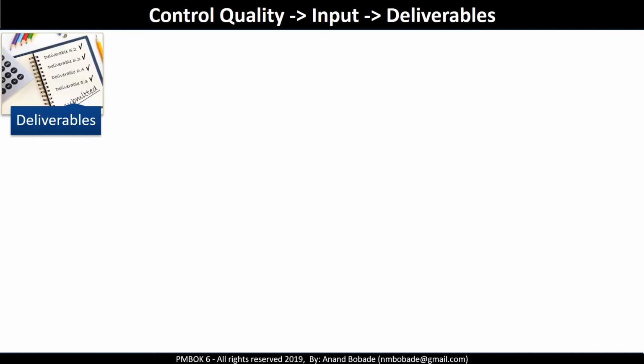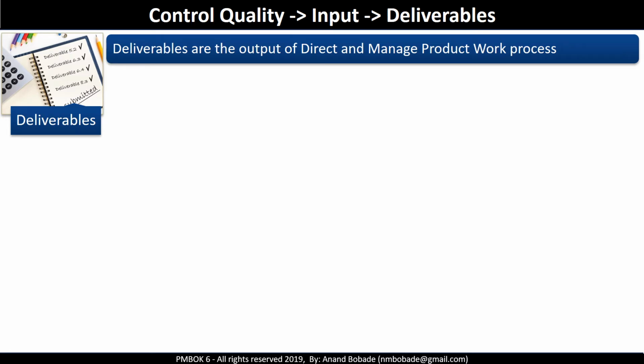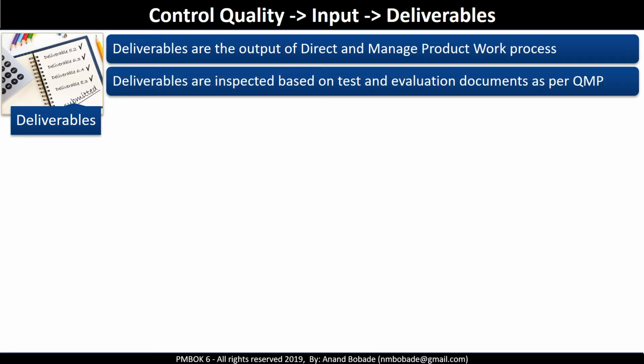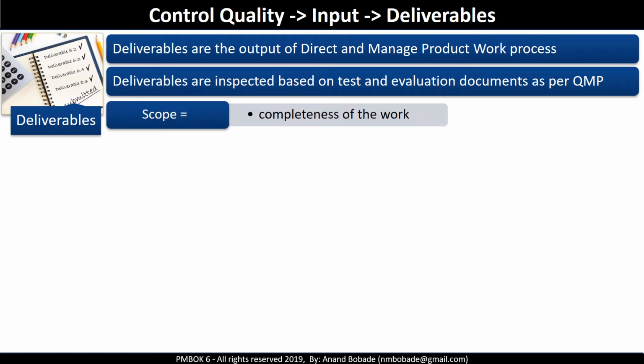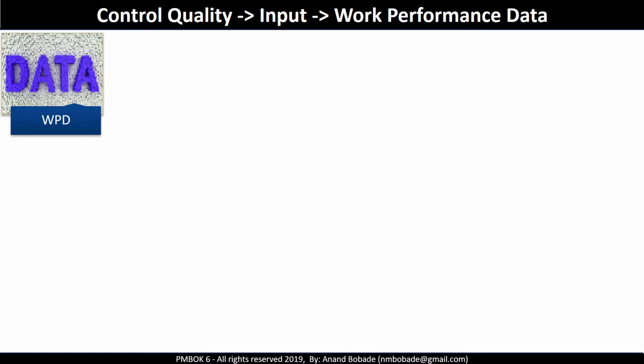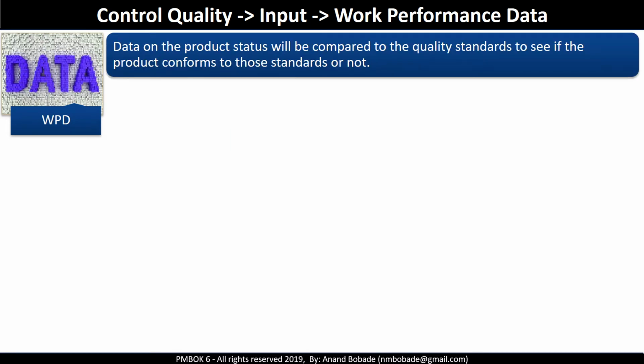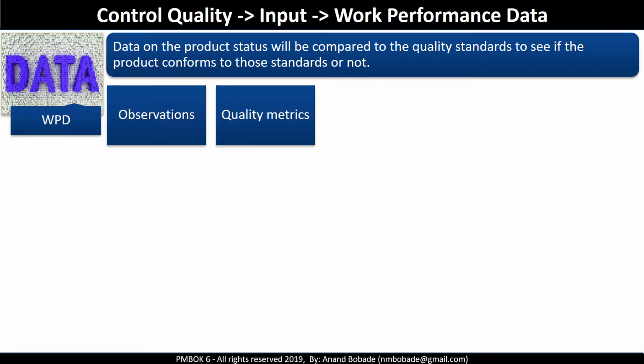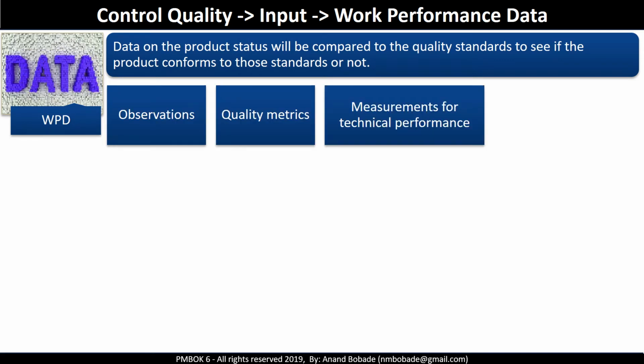Deliverables are the output of the direct and manage project work process. Deliverables are inspected based upon the test and evaluation documents as per the quality management plan. They will be inspected in two areas: against scope to ensure completeness of the work, and against quality requirements to ensure correctness of the work. Work performance data. Data on the product status such as observations, quality metrics, and measurements for technical performance are used in this process. This data will be compared to the quality standard to verify if the product conforms to the agreed standards or not.